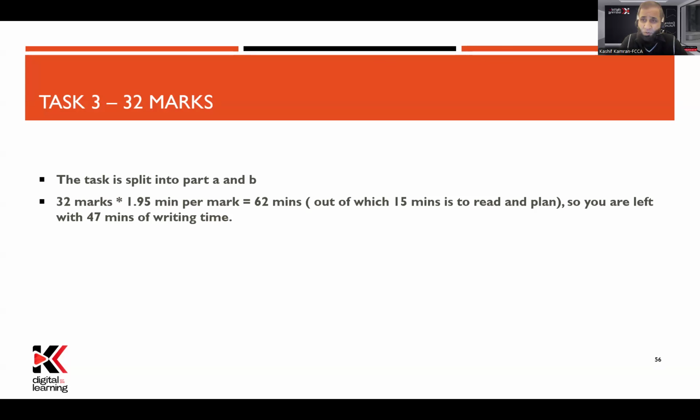32 marks multiplied by 1.95 minutes per mark, we get 62 minutes of the total time with this question, of which 15 minutes will be to read and plan. That's 1/4 of the time. And then we have 47 minutes to write up the answer.